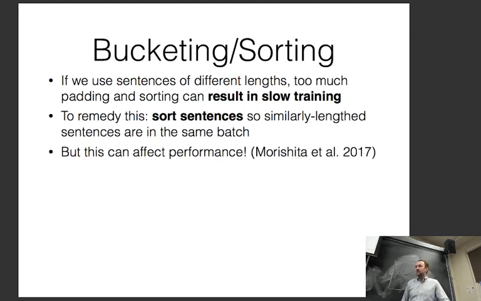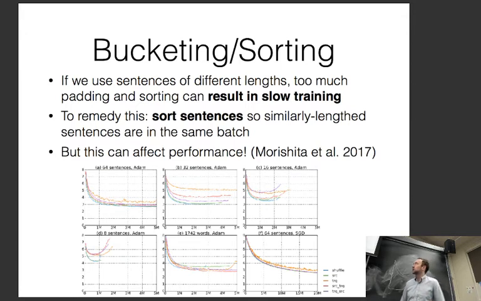One thing to be aware of is that this is not necessarily benign. It can affect your performance. So we have a paper where we did this not only for single sentences, but we did it for machine translation, where you have source sentences and target sentences. And based on how you sort your source sentences and target sentences, you get different results. So it was worse to sort by the target sentences than it was to sort by the source sentences. And the most stable thing was just to randomly shuffle the sentences. So don't do any sorting at all.